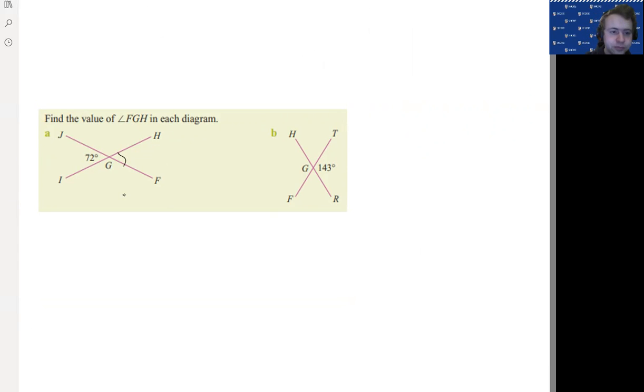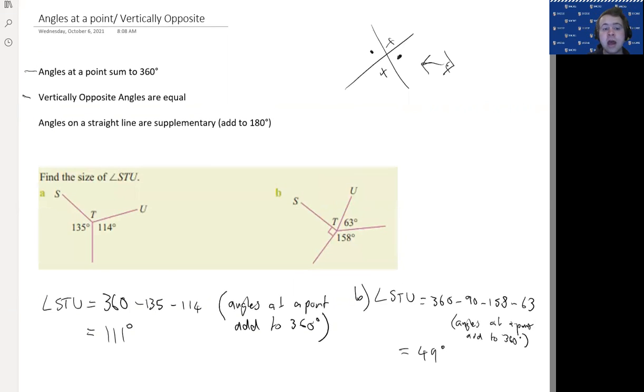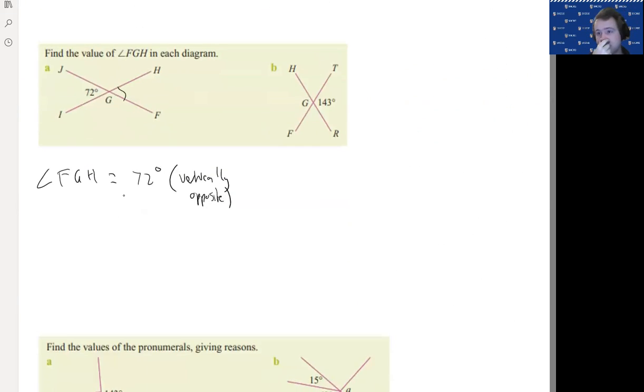So here, angle FGH equals, and we know it's going to be 72 degrees because my reason is they are vertically opposite. We know from before that vertically opposite angles are equal. So I know it's going to be the same size as the vertically opposite angle. Even though it's across from it, horizontal, we still say vertically opposite.